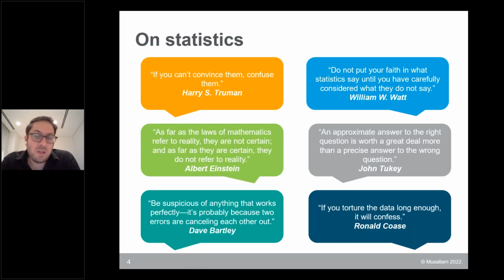I always like to start this part with a few quotes, and I'll read them out loud. They're on the screen, obviously, but I feel they link a lot to what I'm going to be saying in the next few slides. The first one is, if you can't convince them, confuse them. And that's something that's very true about statistics.